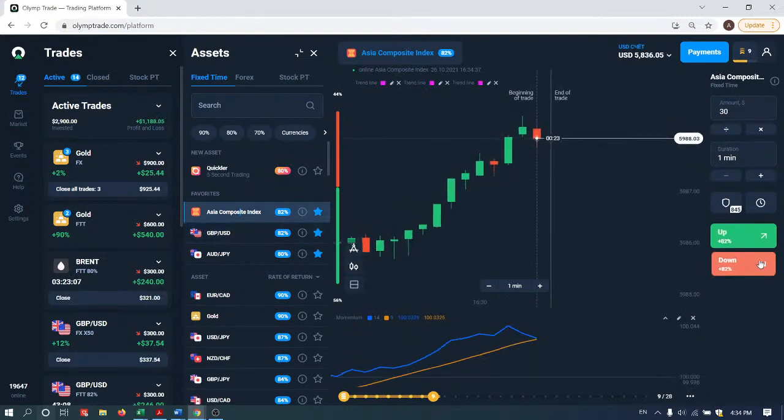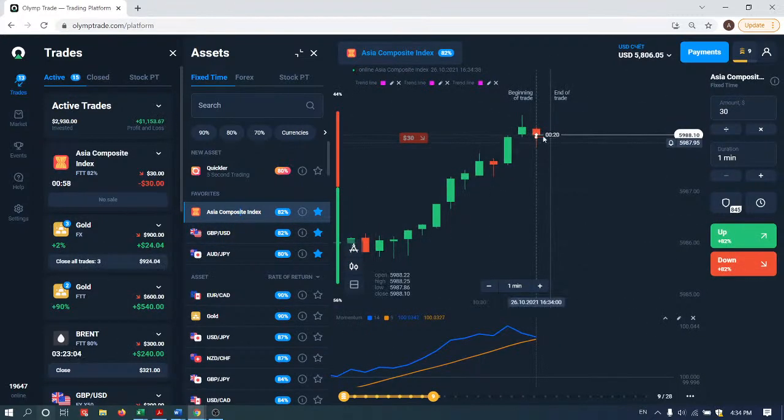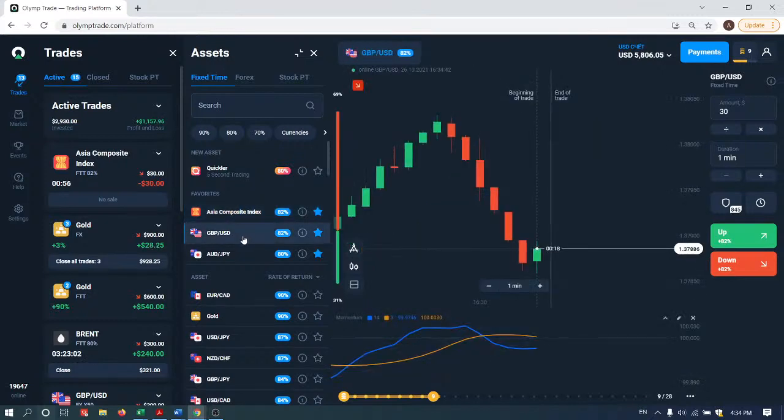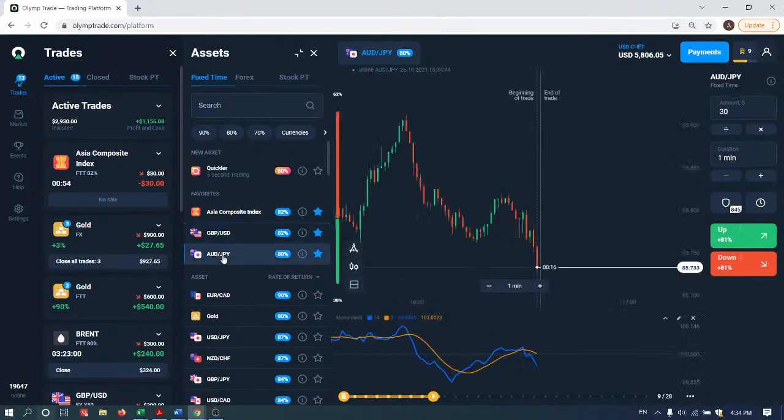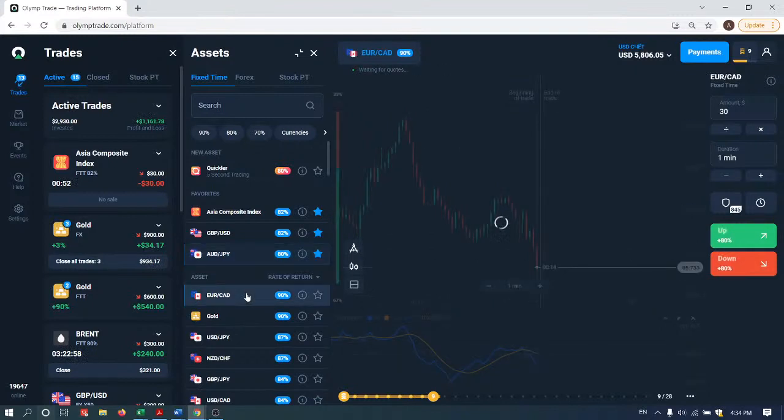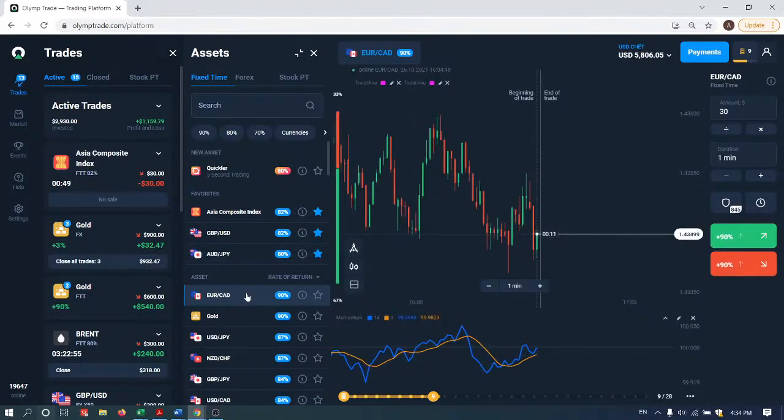All right, let's trade Asia Composite Index in the downwards direction because the signal is there. And apart from it, I don't really see any signals right now.